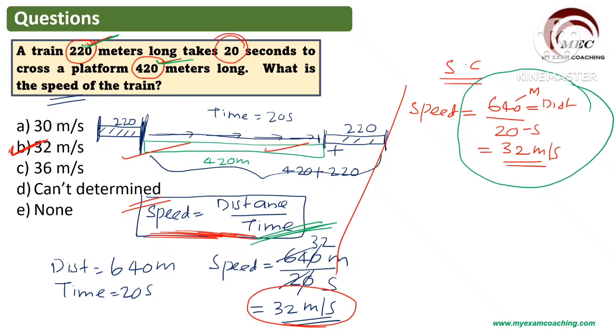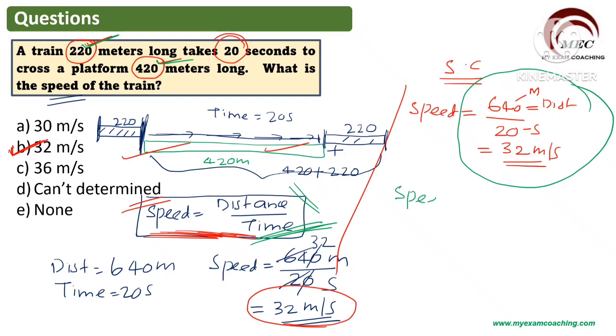Very, very important question. Speed is equal to distance by time. Time is equal to distance by speed. Distance is equal to speed into time. All these formulas you have to remember very clearly. Some questions we have to find out speed, some questions we have to find out time, some questions we have to find out distance. So these formulas are very, very important.